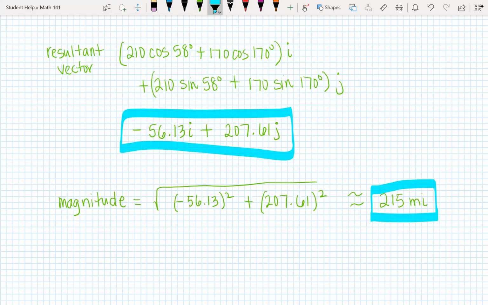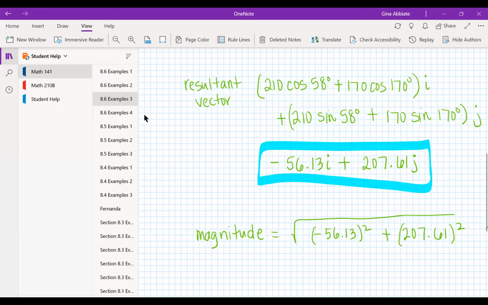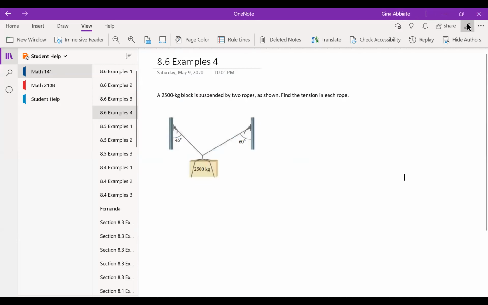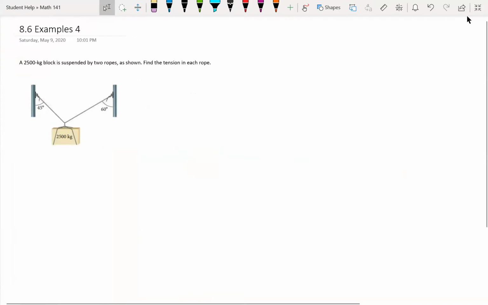Okay, let me get a new piece of paper here. All right, this problem is taking force into account and looking at an object that is suspended by two ropes, and it weighs 2,500 kilograms.